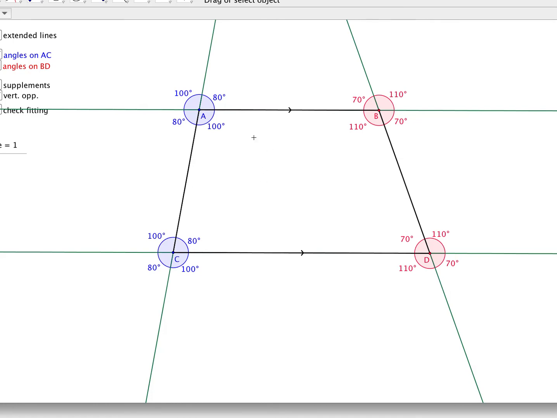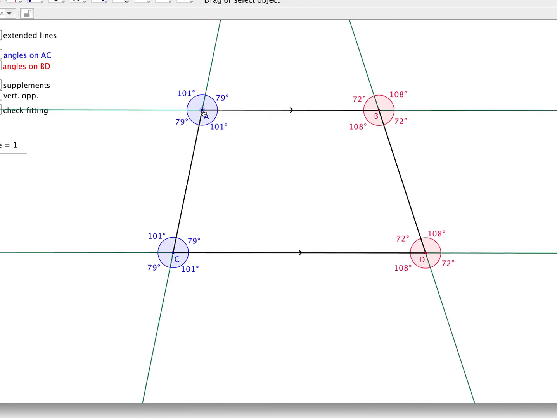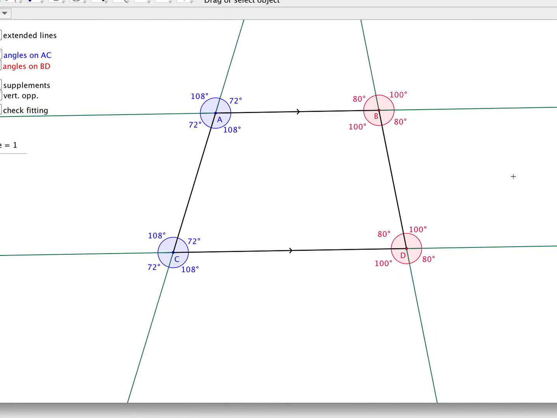They're completely separate. If I change that point around, the angles will change, as you'll see when you're dealing with them. This set in red, 80 and 100 involved, over here it's 72 and 108. So that's nothing, no connection between the blue ones and the red ones.